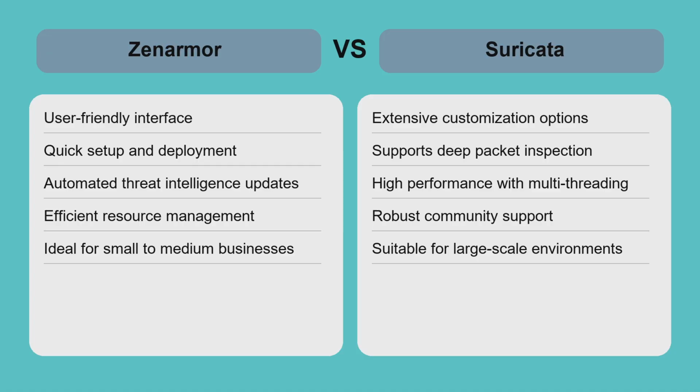For example, a small office might benefit from Zenarmor's straightforward deployment and automated updates, while a large enterprise or managed security provider could leverage Suricata's flexibility and detailed analytics. Zenarmor's lightweight design ensures lower resource consumption, whereas Suricata's multi-threaded engine handles high traffic volumes but needs more tuning. Ultimately, the choice depends on the user's technical capacity and security needs.